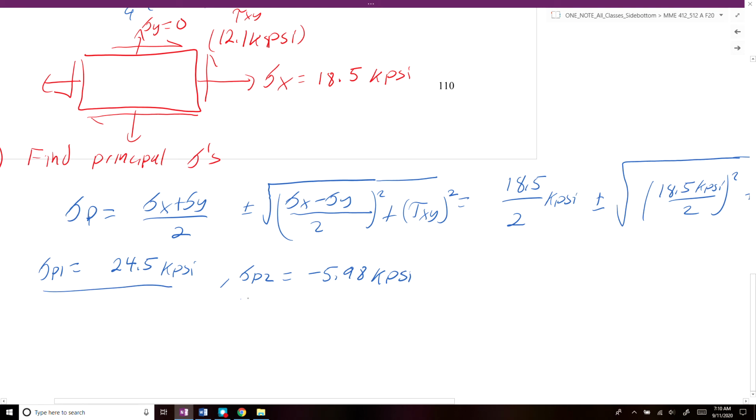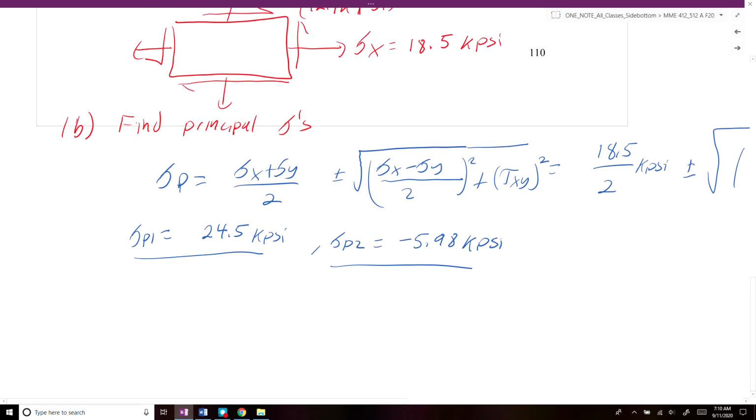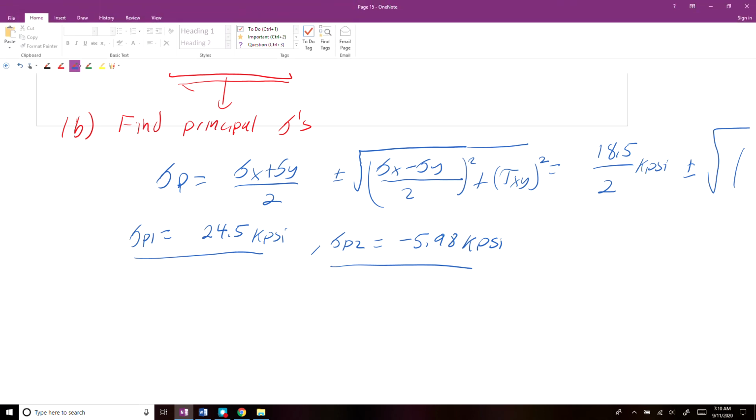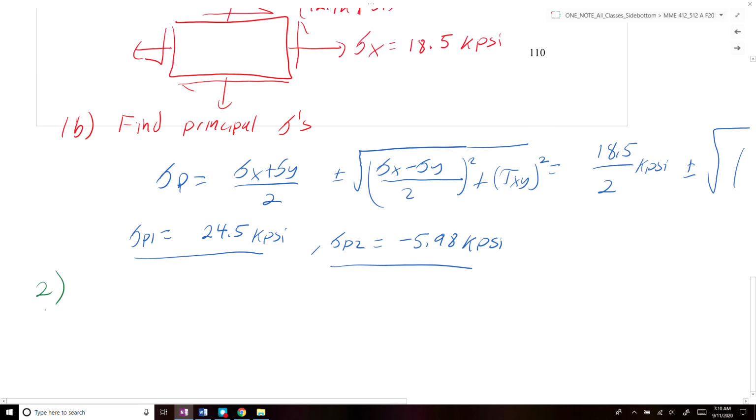Once we have our principal stresses, we can then solve for our von Mises stress, and we can then solve for our Tresca, or our maximum shear stress.